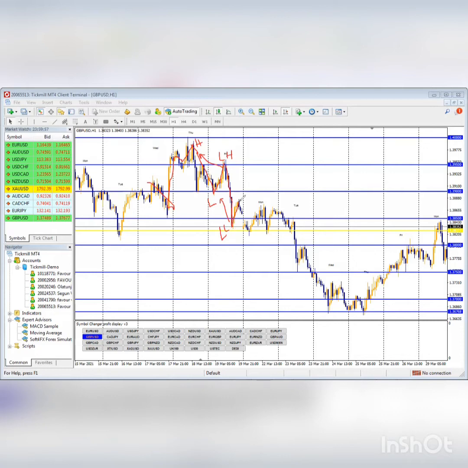Then it came up again and gave us a high, but the high was lower than the previous high, so we have a lower high. It came down, it gave us a low. Same scenario, lower low. Came up, gave us a high, and the high is lower. We have a lower high. Then it came down, boom, another lower low, and another lower high.